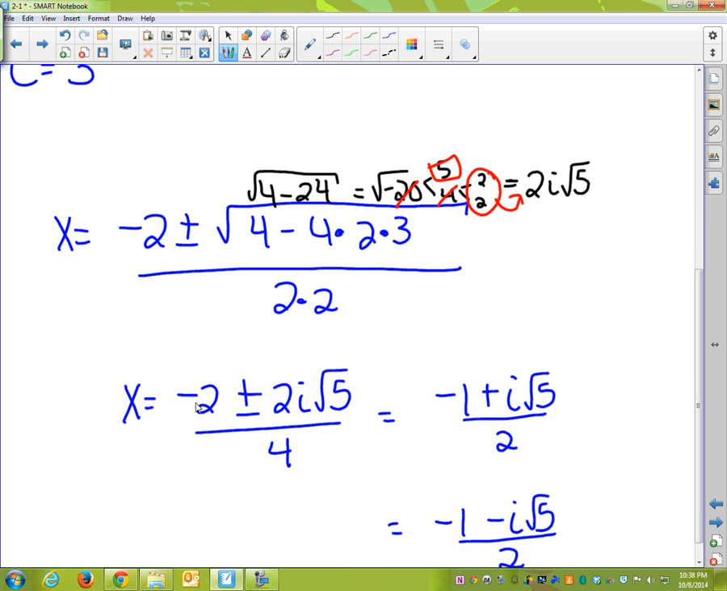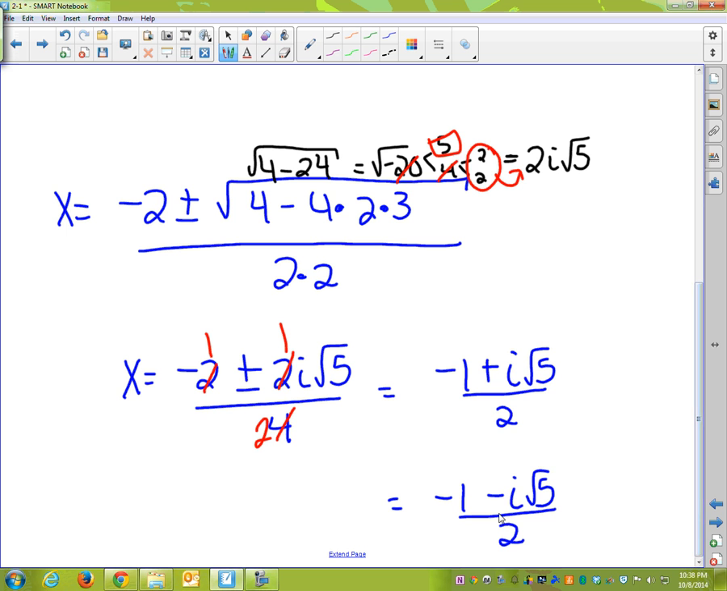I brought it all together. Then I reduced all the numbers by 2, leaving me with an answer of negative 1 plus I radical 5 over 2, and negative 1 minus I radical 5 over 2.